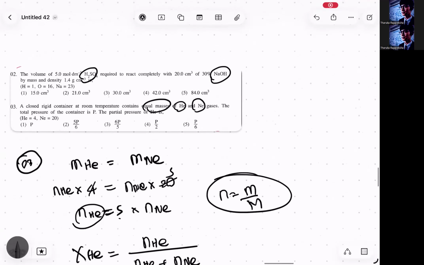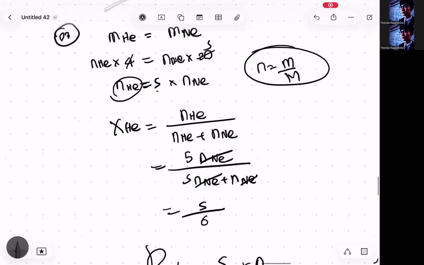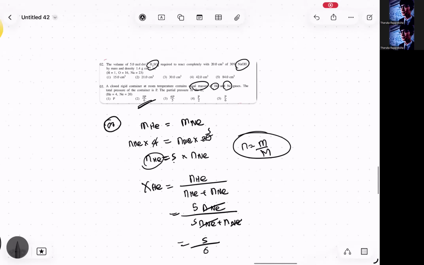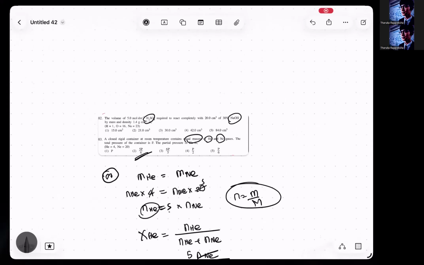So what an easy question is this? 5P over 6. So there you go. The answer is answer number 2. So with that, the third question is done.